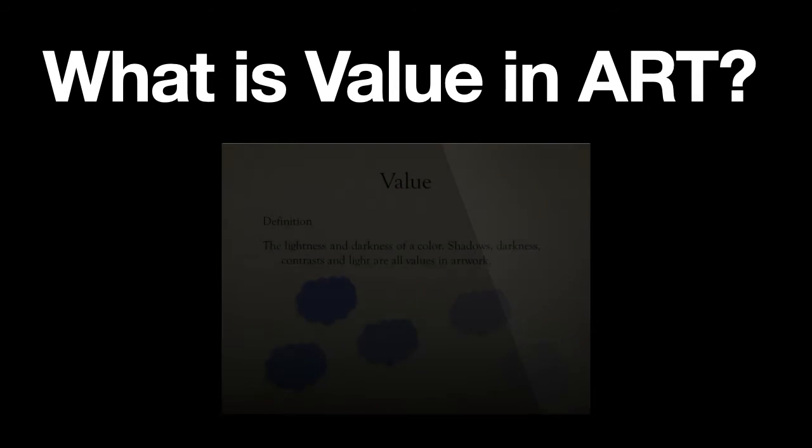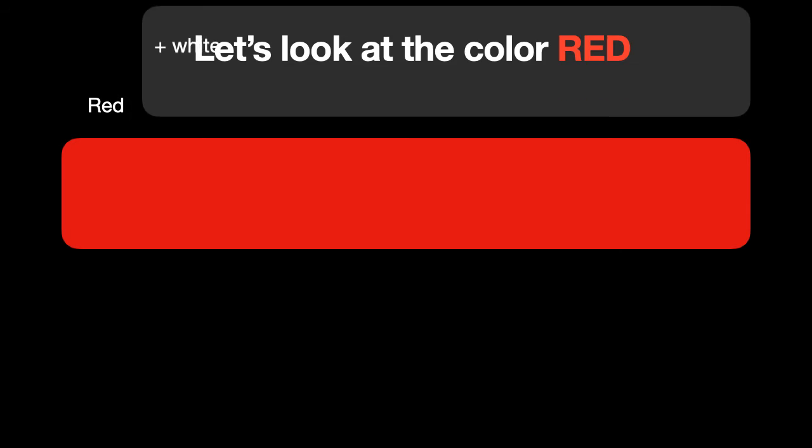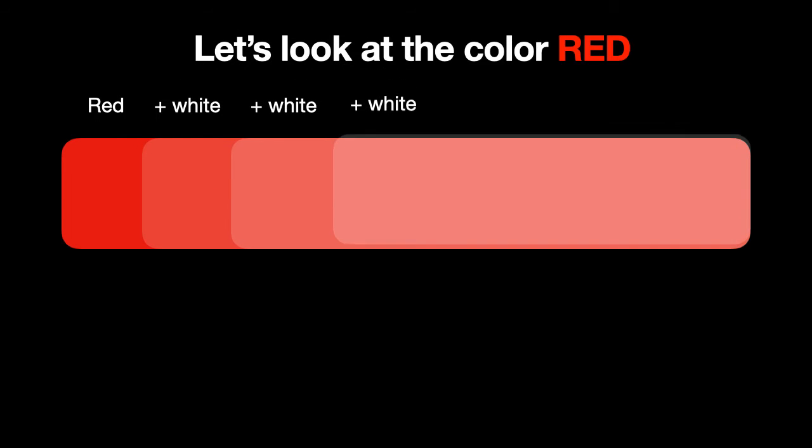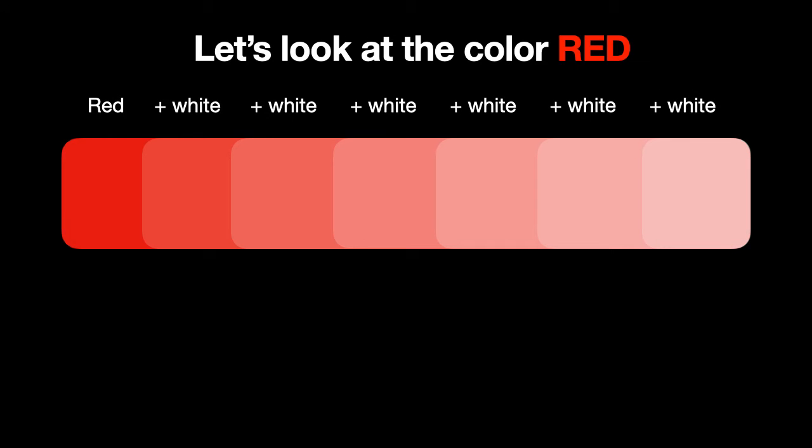Well, quite simply, value in art is the lightness and the darkness of a color. Sometimes colors can be very light, sometimes they can be very dark, and this helps us understand shadows and contrast in a three-dimensional world. Let's take the color red, for example. If we take just a little bit of red and slowly add white to it over and over again, that red becomes lighter. When you add white to a color, you are creating a lighter color. We call this a tint.